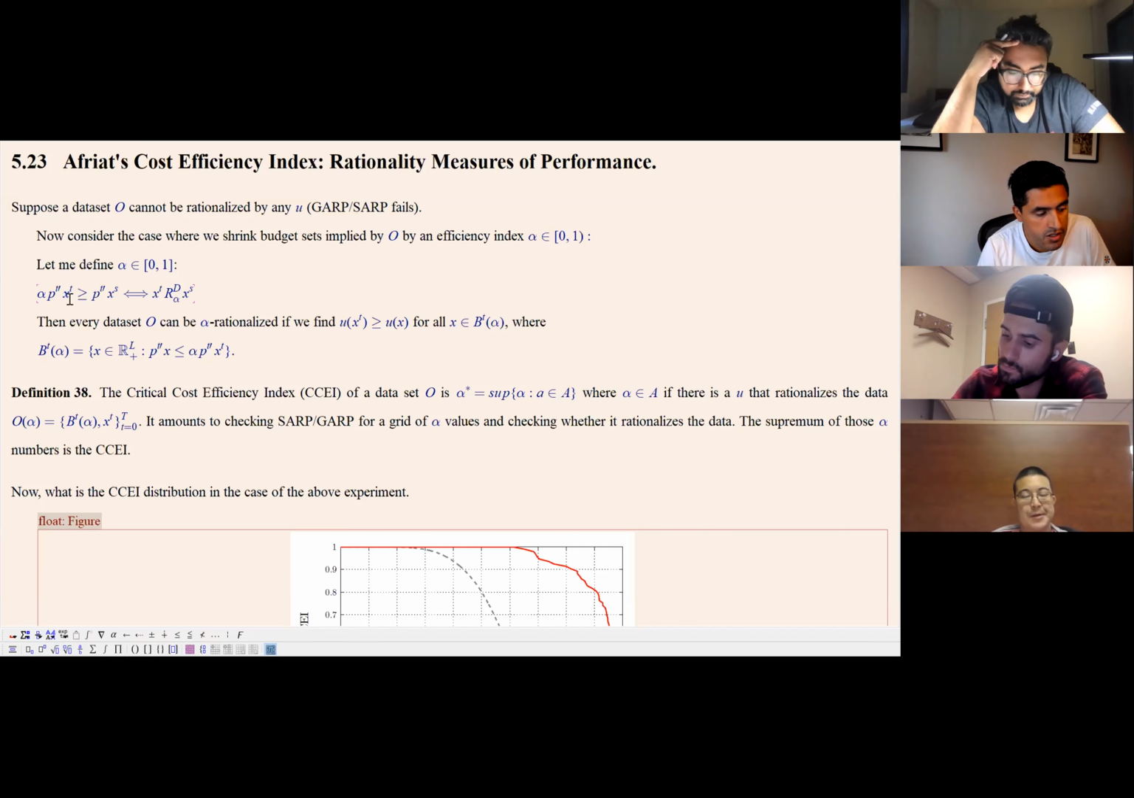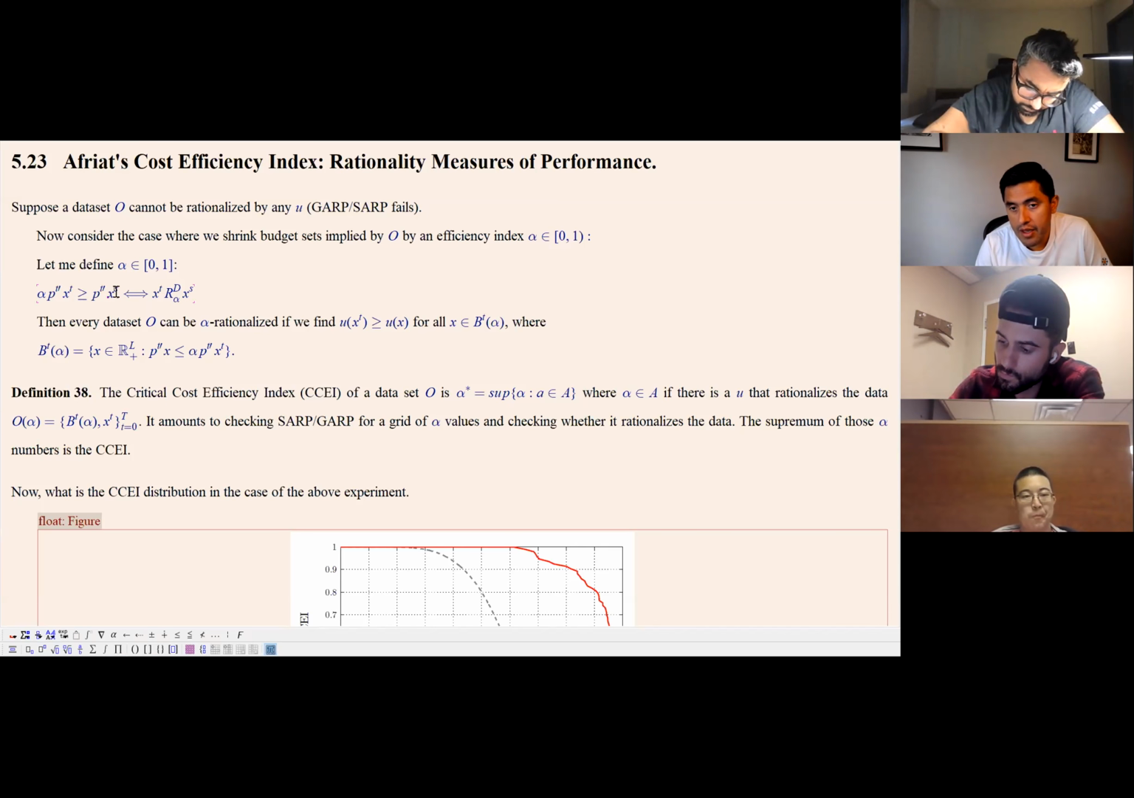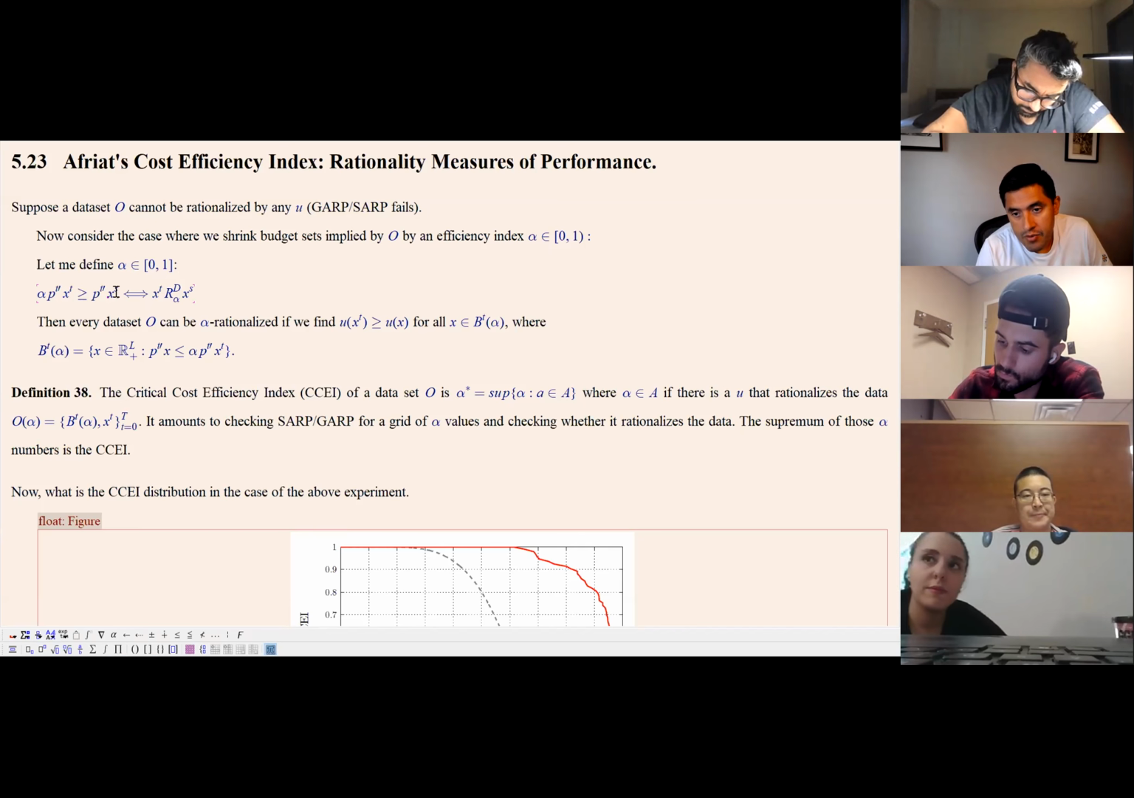We say, if something is cheap, xt is cheap. When xs is affordable at price pt, I declare xt will be preferred to xs. Now it's about intensity, right? Because I have this alpha.